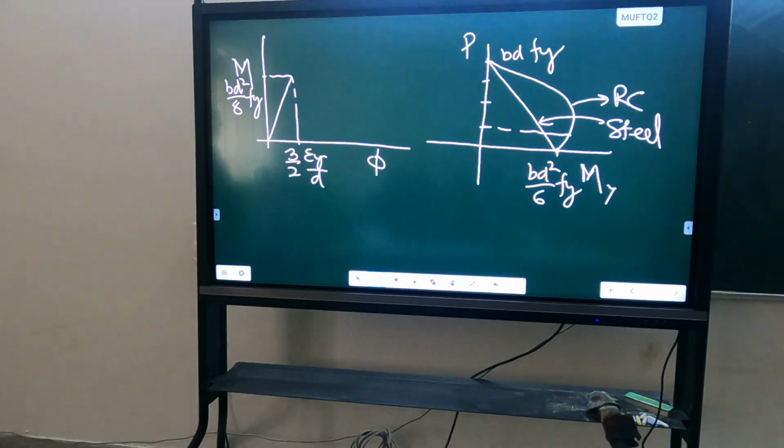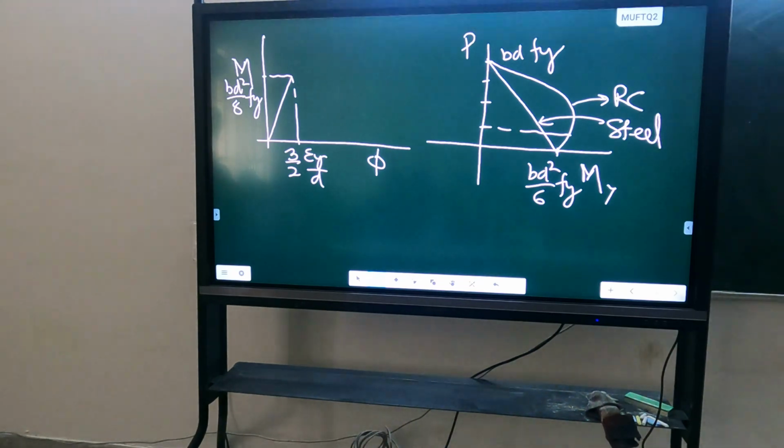So any one section will have a PM interaction curve like this. In case of steel, the moment starts reducing as soon as you apply an axial force. But in RCC, when you apply axial force, initially the moment increases and then it reduces.